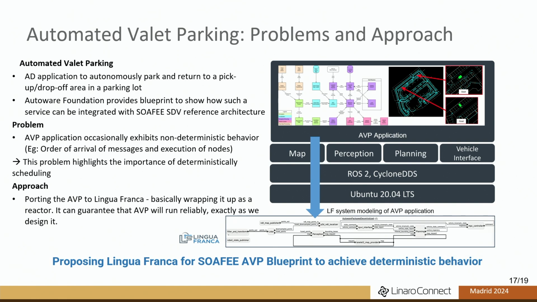Okay, next, this slide shows our activity at the SOFI consortium. Automated valet parking, an AD application, is used in SOFI as their showcase with their development item. But we observe some problems about the deterministic behavior. This AVP application occasionally exhibits non-deterministic behavior. For example, the order of arriving messages is occasionally changed, with a very low possibility.